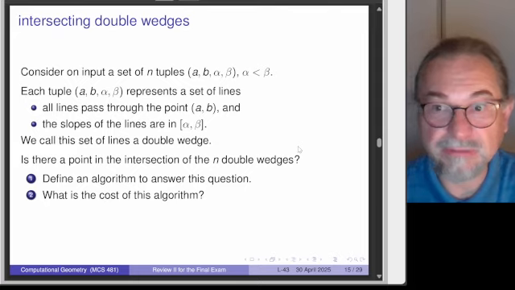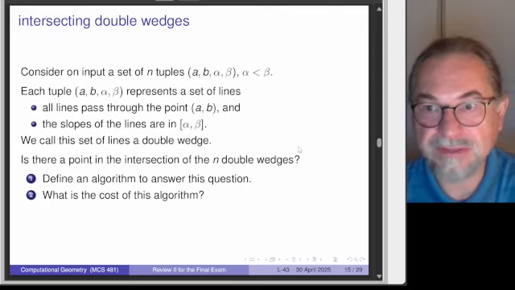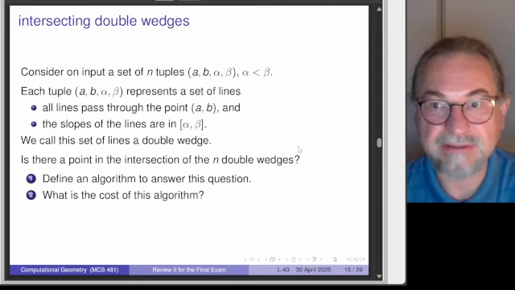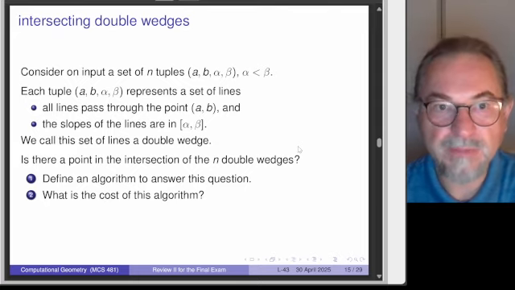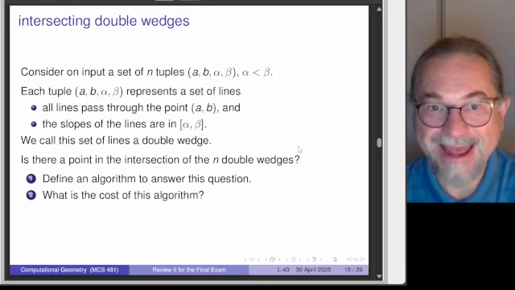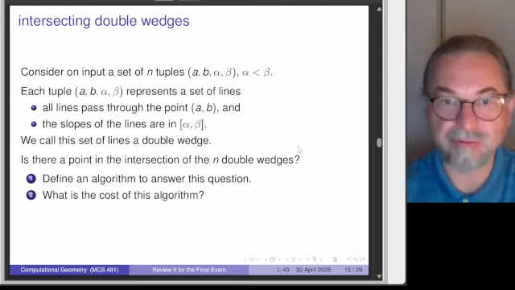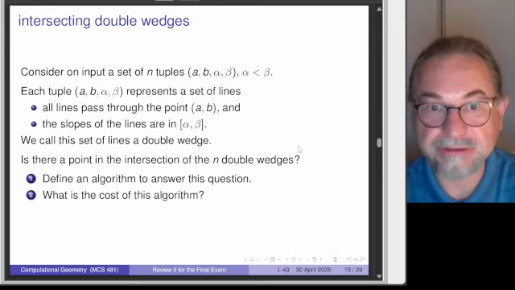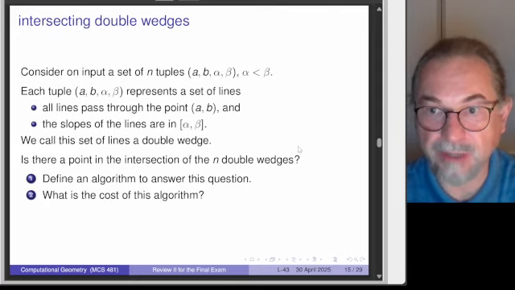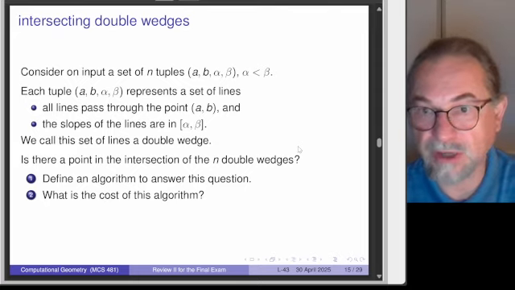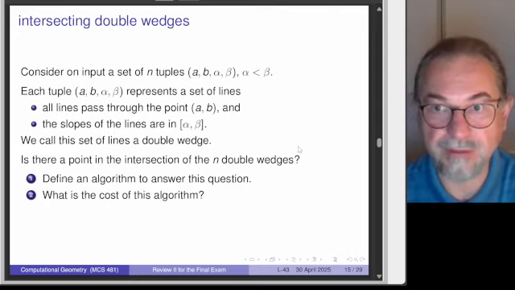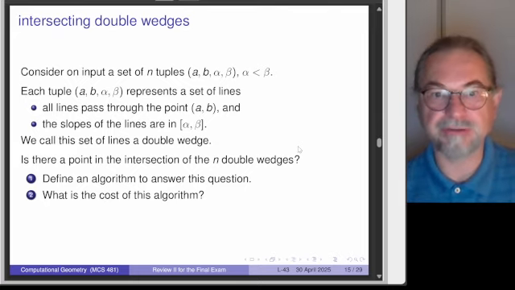Now, suppose you are faced with a problem where you have to intersect wedges. So here is the setup. We have n tuples, where the first two elements are the coordinates of the point through which all the lines in the wedge are running. And then we have the slopes, alpha and beta. So we look at a double wedge, where we have all the lines within a slope range.